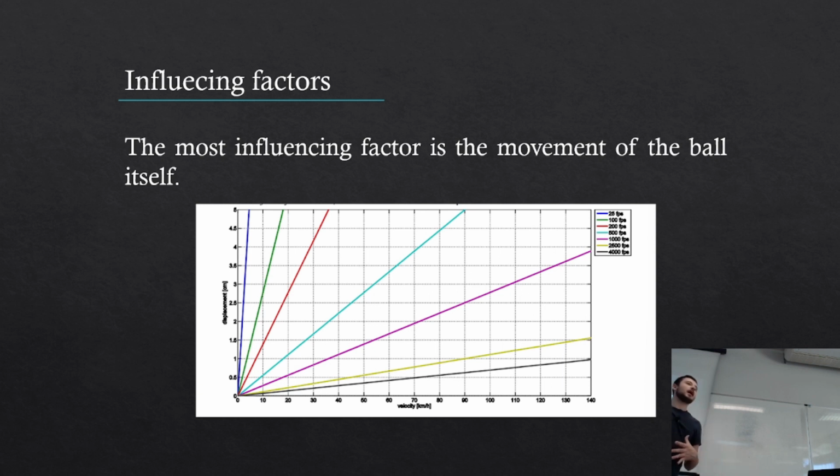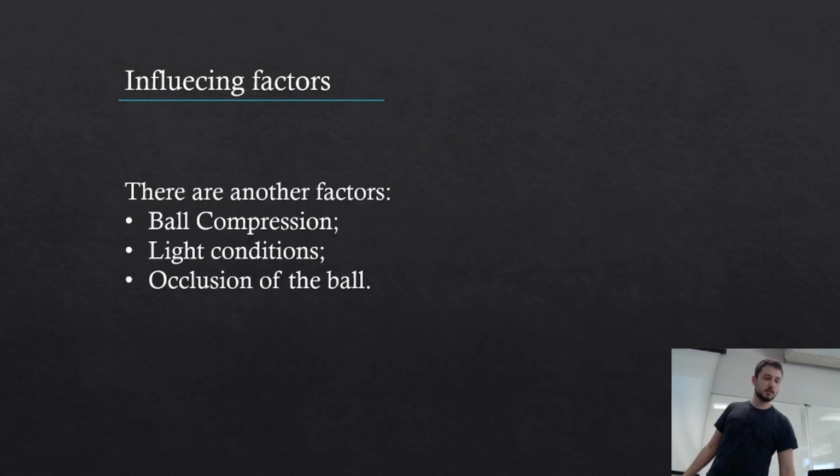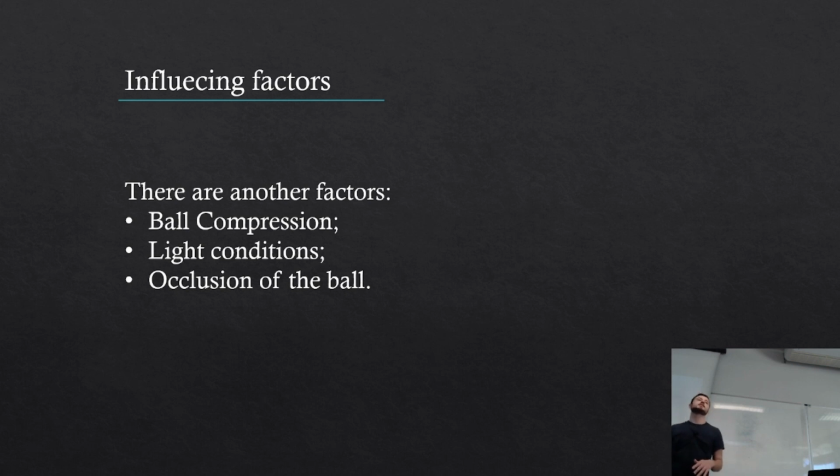Nothing in engineering is exact, but the electromagnetic solution shows us very good precision. We have ball compression, which affects the electromagnetic field somewhat, but not much. Light conditions just affect the visual solution, and occlusion of the ball just affects the visual approach. Okay?